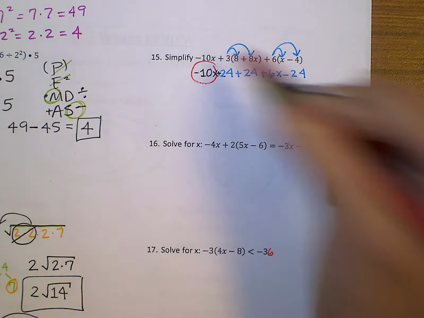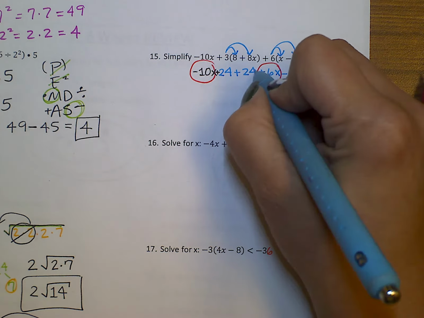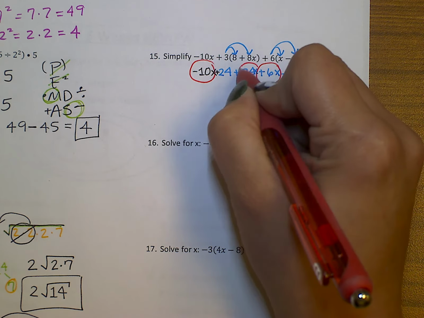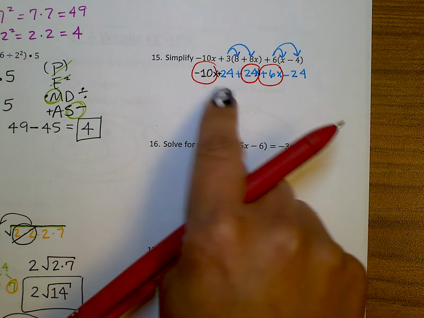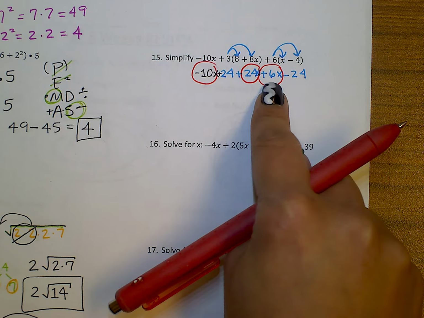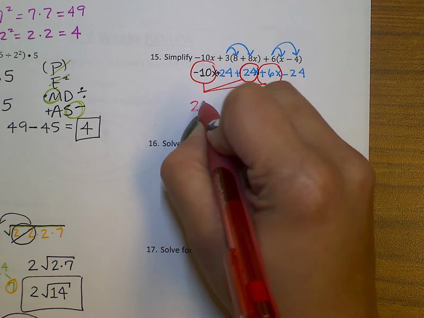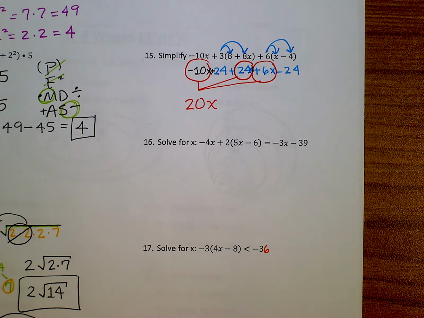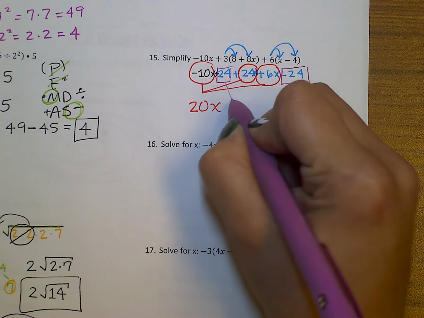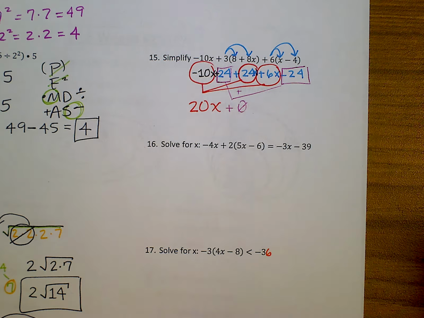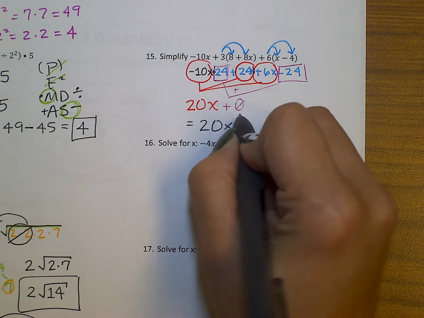So I have my x's. Oh, I left off an x right there. There we go. All right, so that's 24. And then I have 10, 24 plus 6, that's 30, minus 10, that would give me 20x. And I also have 24 minus 24. Doesn't that give me 0? Yeah, it does eliminate. So that means my final answer is simply 20x.